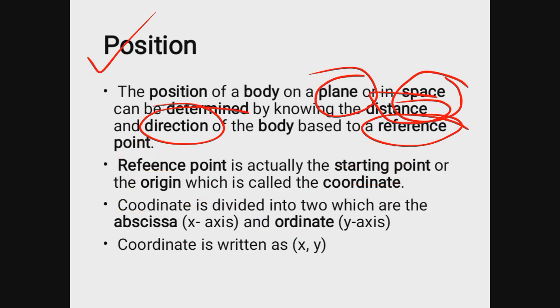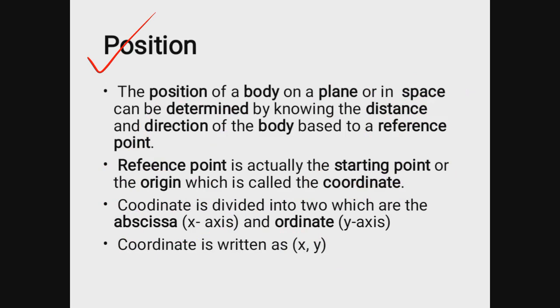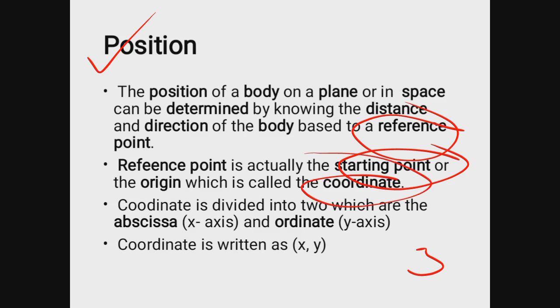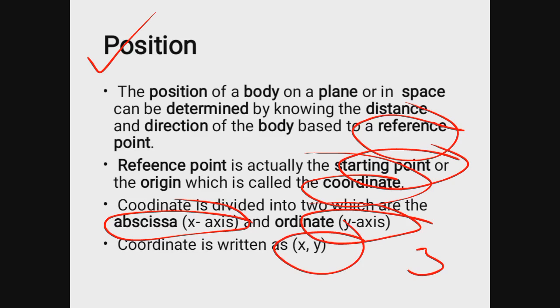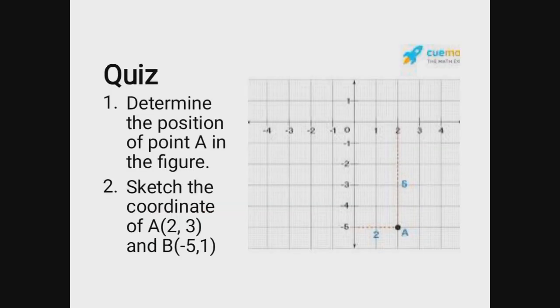Now, before going away from this slide, don't forget that we were looking at position on the third slide. The position of the body, either the body is flying or the body is resting on a surface, will depend on where the observer is, which is the reference point. And the reference point is simply the starting point or the coordinate. Our coordinate is divided into x, wherever we are on the surface of the earth, and also y, that is when we are going up. Then it's written as (x, y). I hope this is clear enough. If this is clear enough, let's move to the next slide.